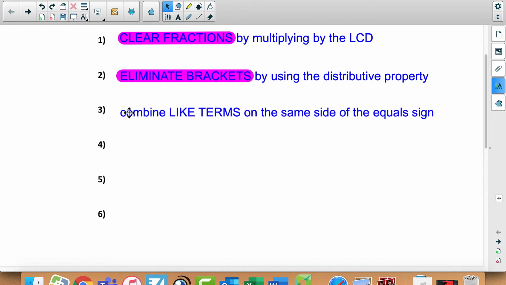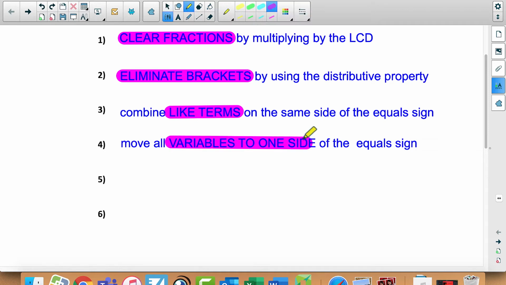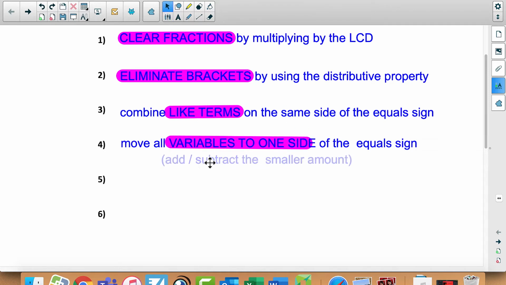Okay, step 3. You're going to combine like terms on the same side of the equal sign, right? Going to look on both sides, see if you can combine some things together. Step 4, move all the variables to one side. And remember, when we do that, usually, not always, but usually we're going to add or subtract the smaller amount. Usually we'll focus on the smaller amount.